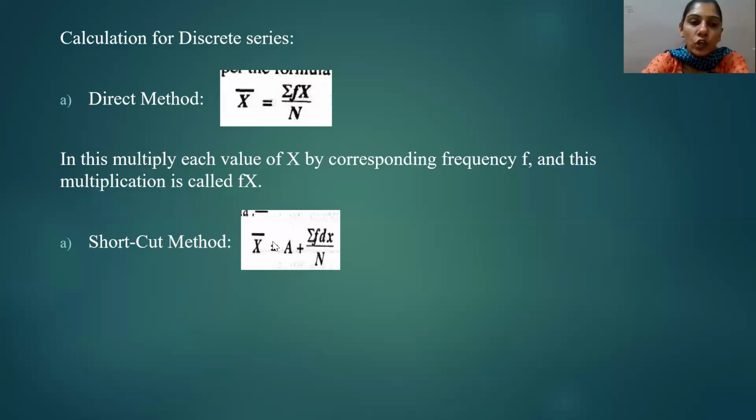Under the shortcut method, similar to the individual series, we have to take an assumed mean, for which we will calculate dx. So the formula for the shortcut method for calculating the mean is equal to A plus sigma f dx upon n. So this is how we will calculate the mean under discrete series for the direct method and for the shortcut method.